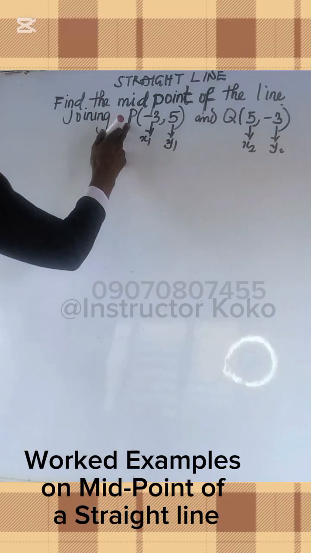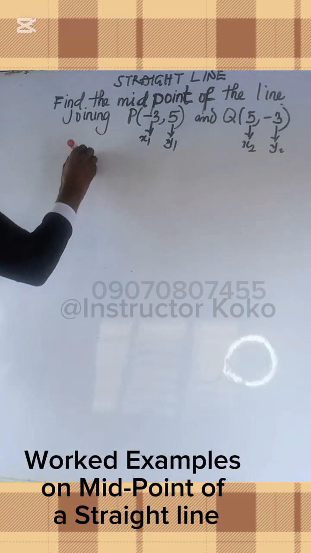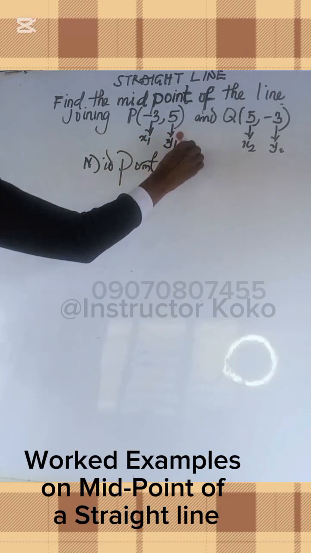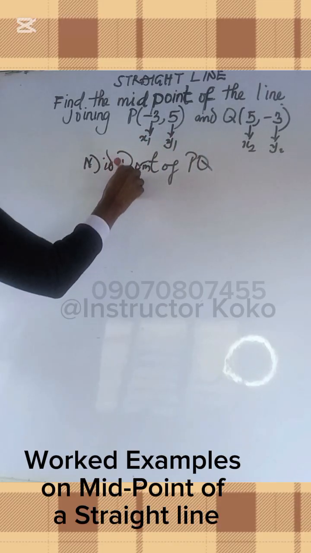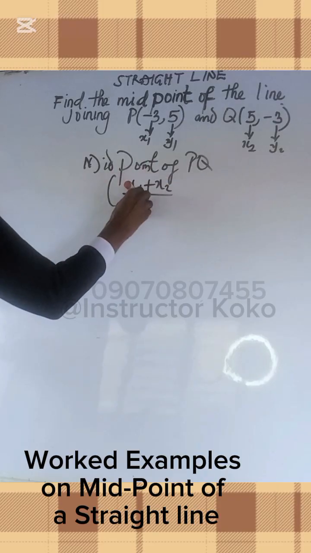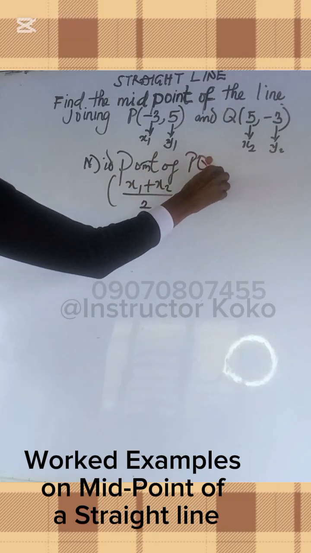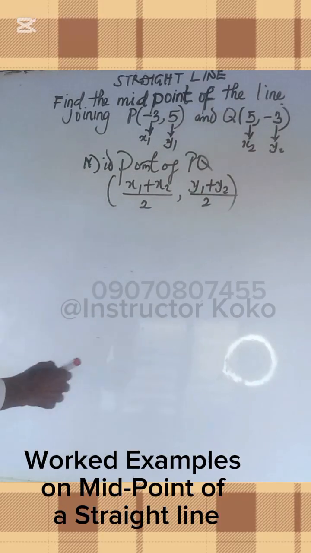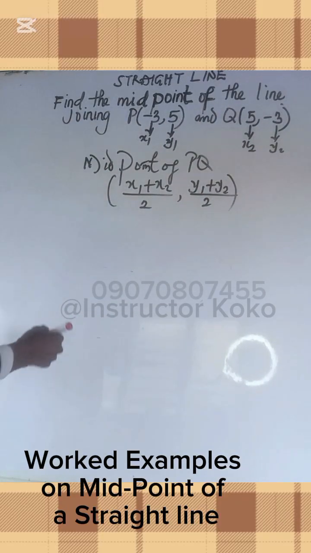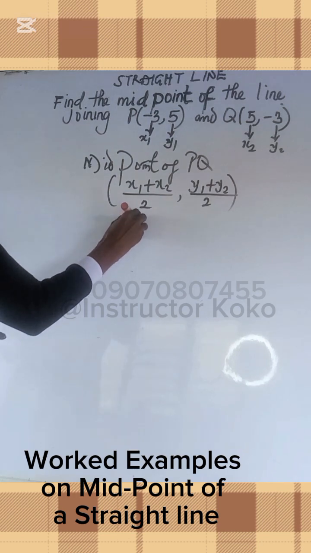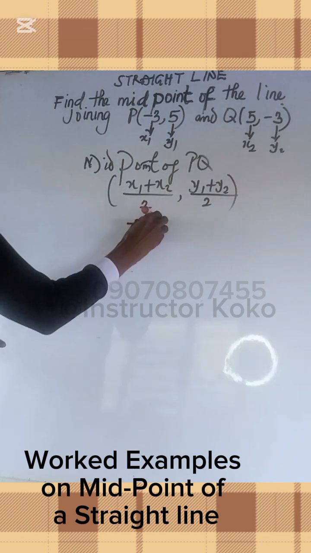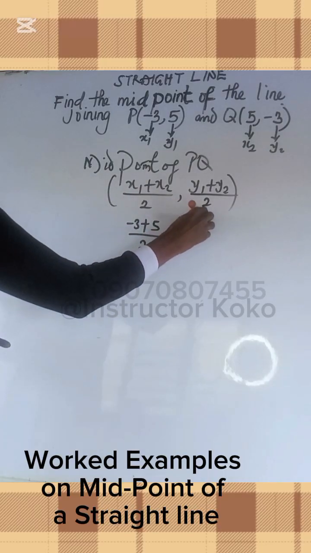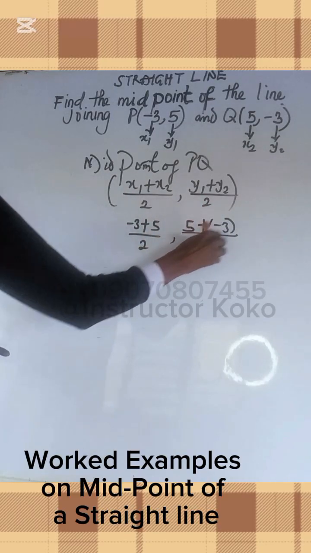So the midpoint of this line, PQ, is given as (x1 plus x2) divided by 2, comma, (y1 plus y2) divided by 2. I established this formula in the previous class. So let's slot in the values of the variables. x1 is -3 plus x2 is 5, divided by 2, comma, y1 is 5 plus -3, divided by 2. So this is the midpoint.